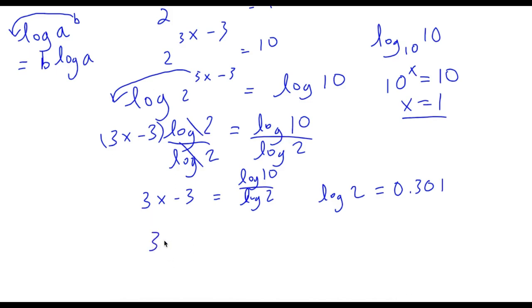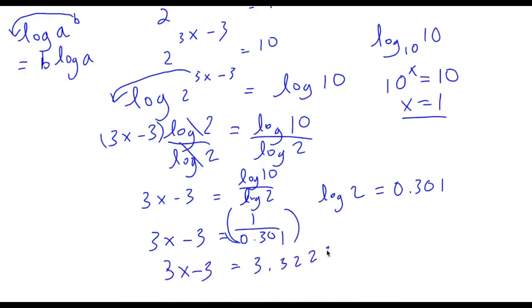So now we have 3x minus 3 is equal to 1 over, now log 2, that is equal to 0.301. So we have 1 over 0.301, sorry. So 3x minus 3 is equal to 1 over 0.301. Now, 1 over 0.301 is approximately 3.3223.